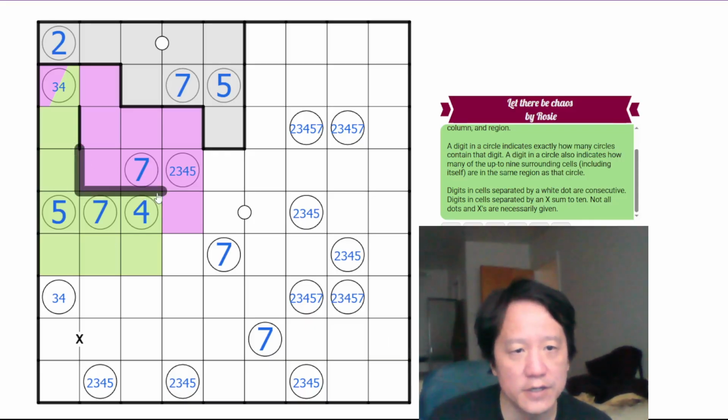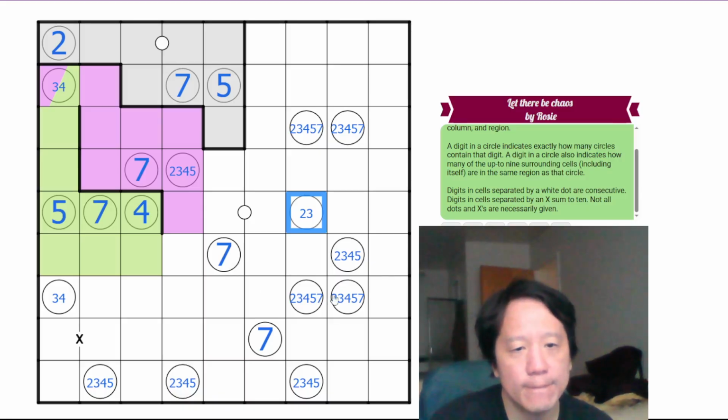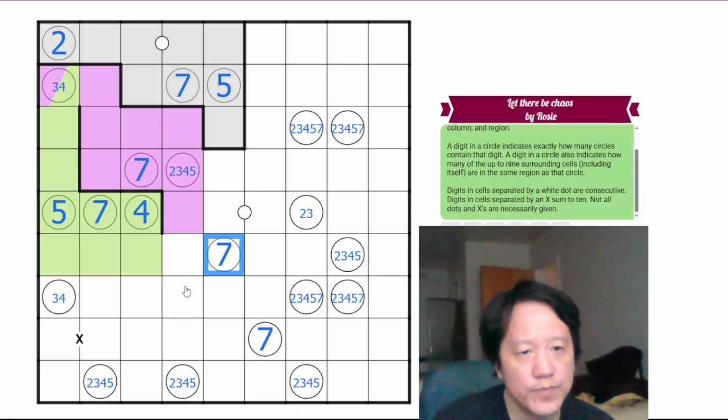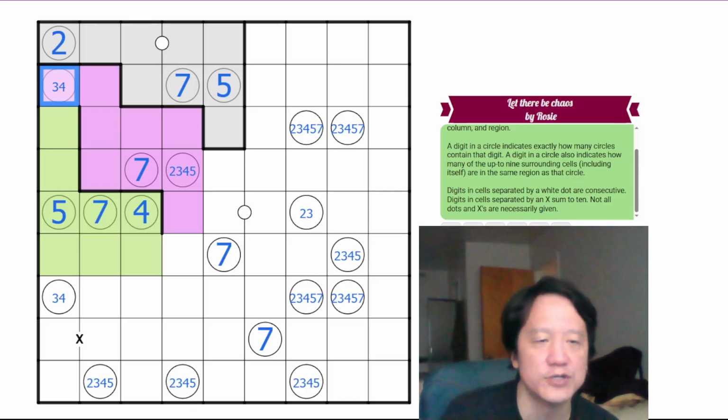So this is done as a boundary. This can't be 4 or 5. It's 2 or 3 here. Okay. One of these is a 7. This is 7 here. So if this were green, the problem is it wouldn't have 3 cells in the same region, or 4 cells in the surrounding region. So this cannot be green. Therefore, this is pink, which has 1, 2, 3 cells part of the same region. So this is 3, and then this must be 4.